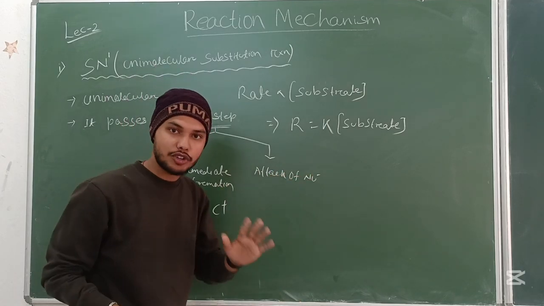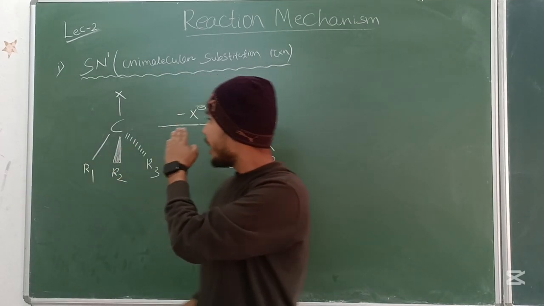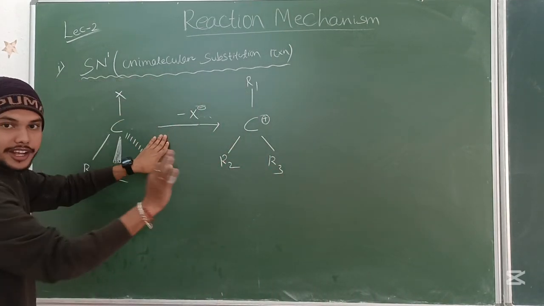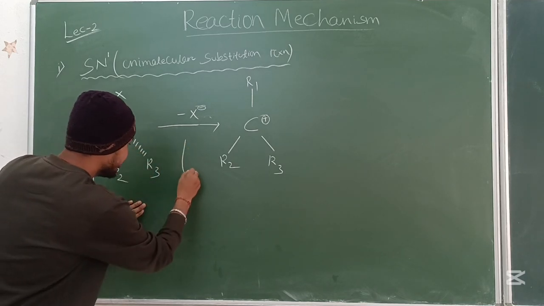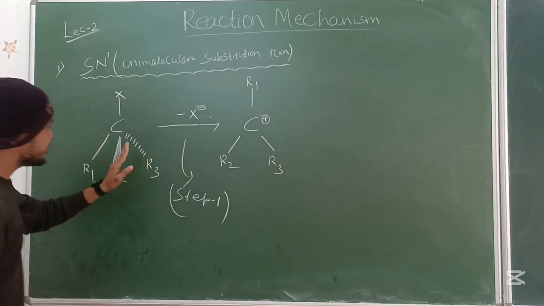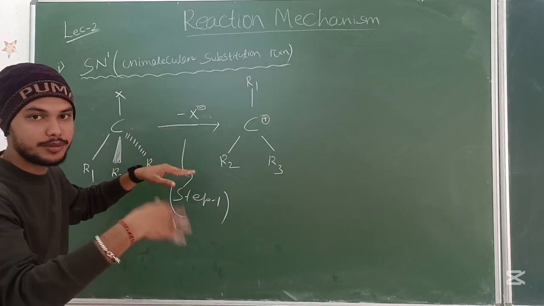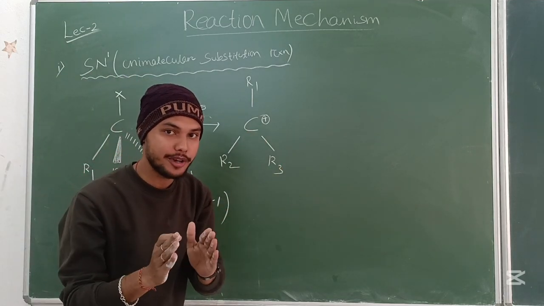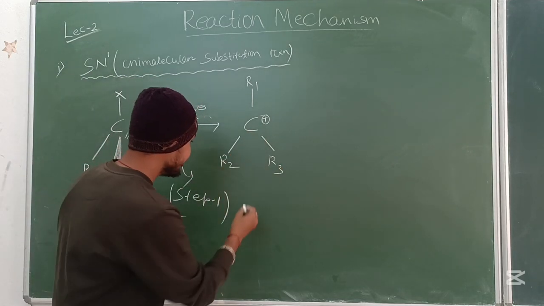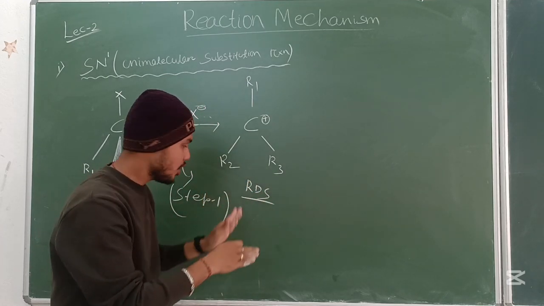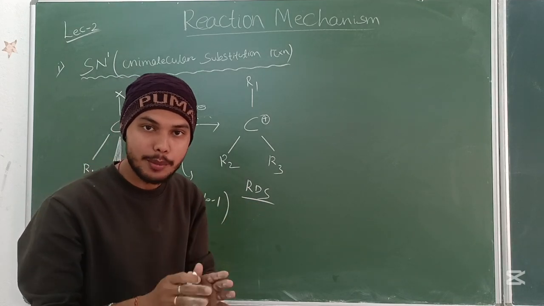So how does this reaction proceed? Basically, it is an alkyl halide substrate. In step 1, at first the leaving group leaves out, that is X minus leaves out, and a carbocation intermediate is formed. The carbocation intermediate formation is the RDS step. That means it is the slow step, or it is called the rate determining step.